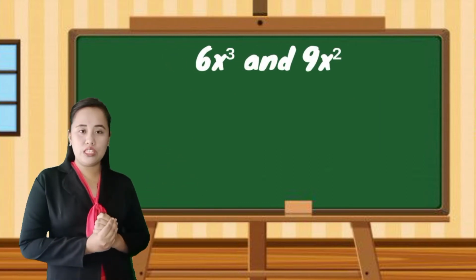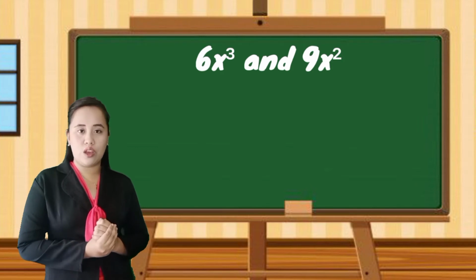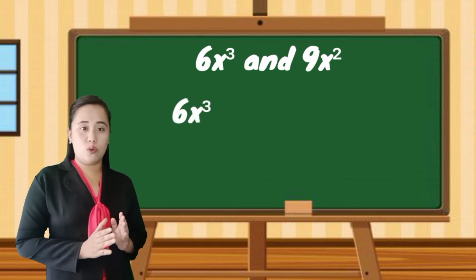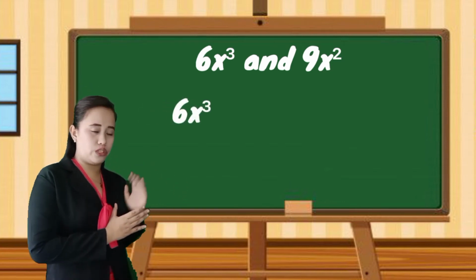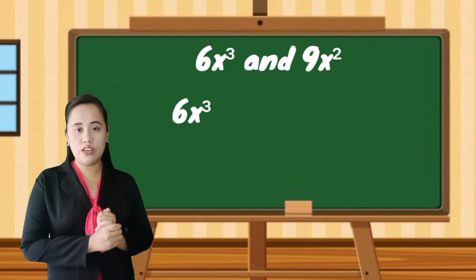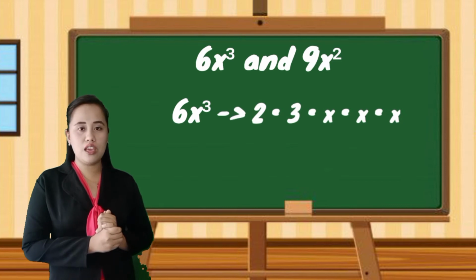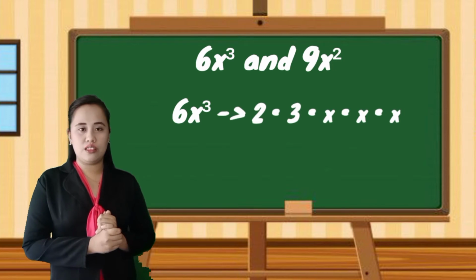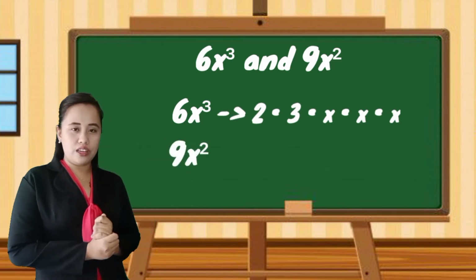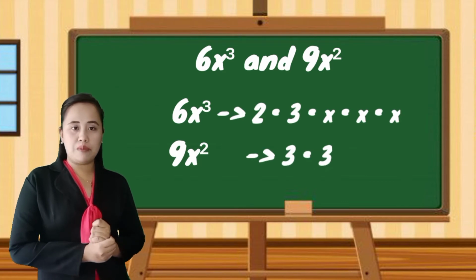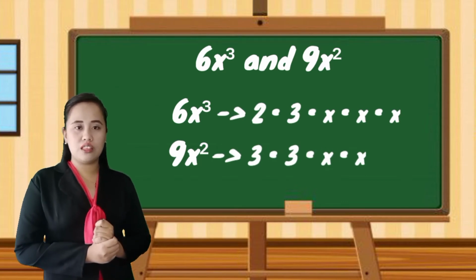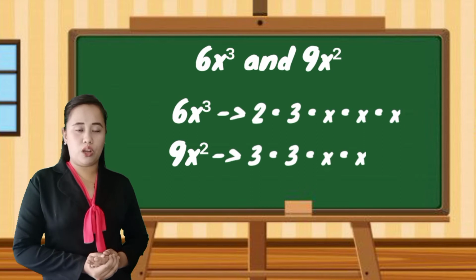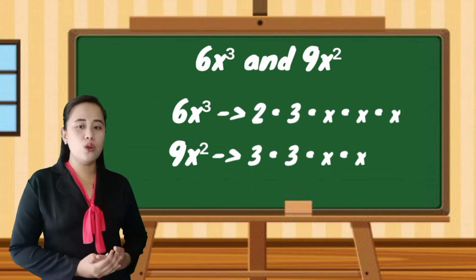First, we have to list down all the factors of each polynomial expression. Let's start. For 6x cubed, the factors are 2 times 3 times x times x times x. Next, for 9x squared, we write 3 times 3 times x times x. After listing all the factors of the two polynomial expressions, we have to find the common factors.